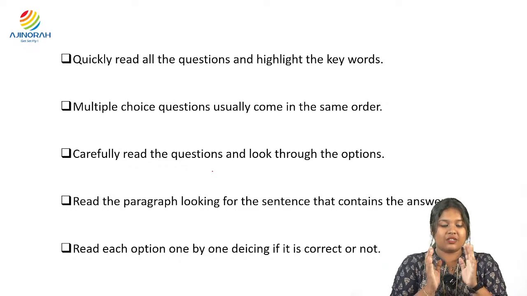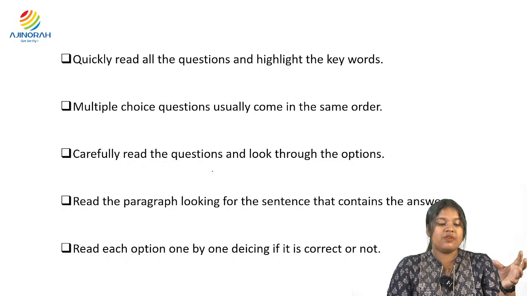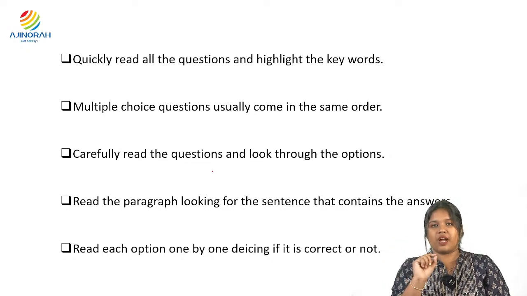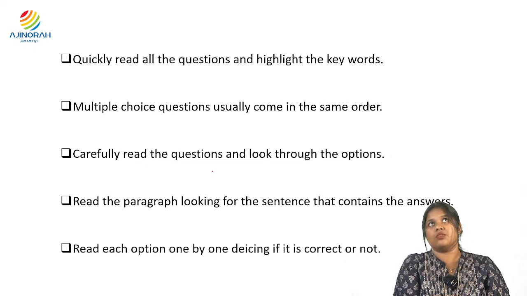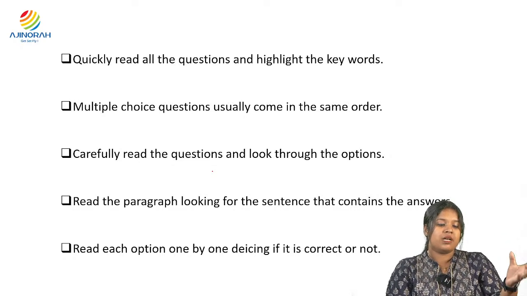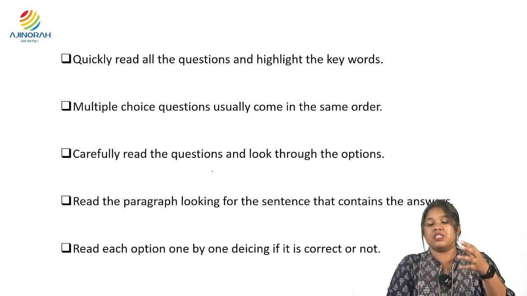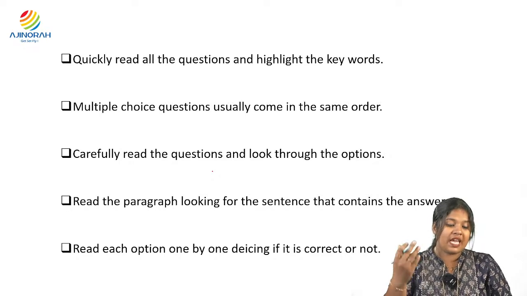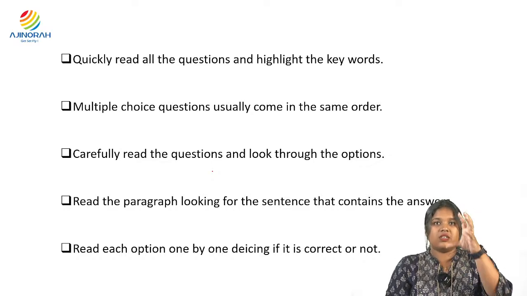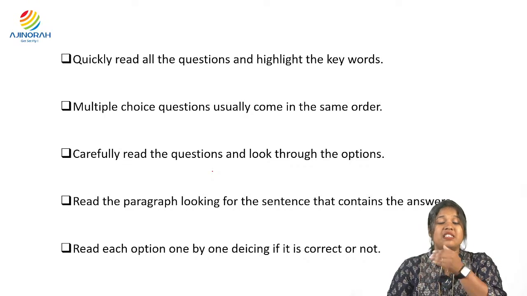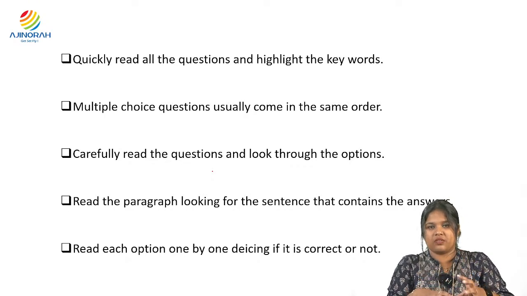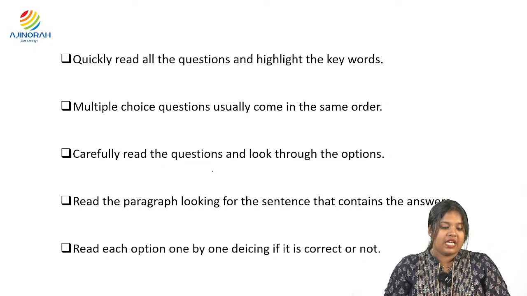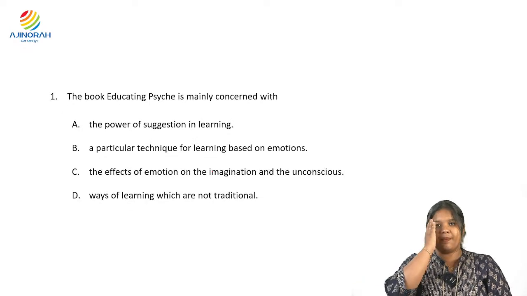Now, to solve this type of question, you have to quickly read all the questions and highlight the keywords before going into the passage. Whenever you get a question, underline the keywords that are important to answer it. These questions may also come in the same order as in the passage. Now carefully read the questions and look through the options, underline the keywords, then try to locate these keywords in the passage. Read the paragraph looking for the sentence that contains the answer. Now read each option one by one, deciding if it is correct or not.